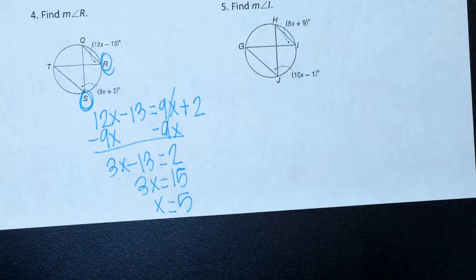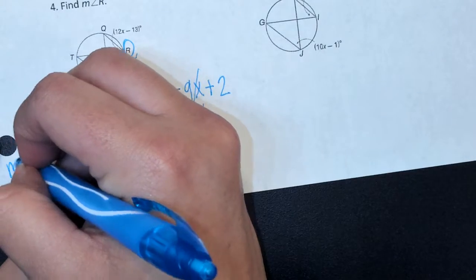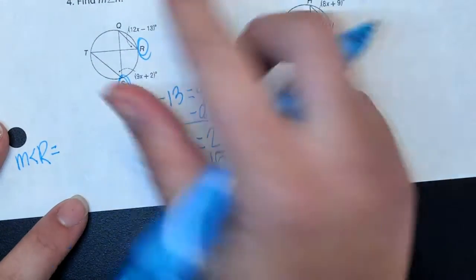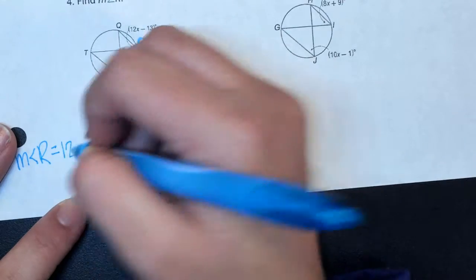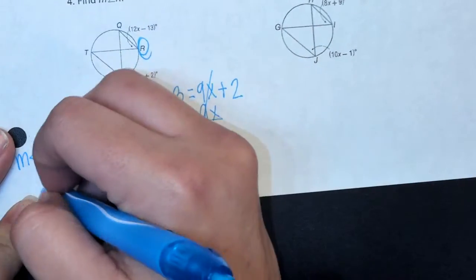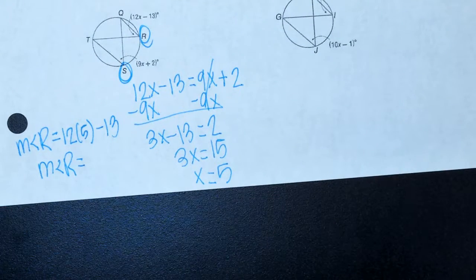Am I done? No. It doesn't say solve for x. It says solve for the measure of angle R. So to be completely done, go back to angle R and plug in 5. So what should we write? 12 times what? Minus. Can y'all see this color back there? 47?